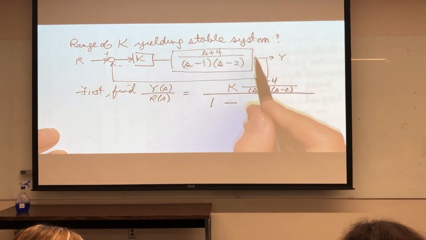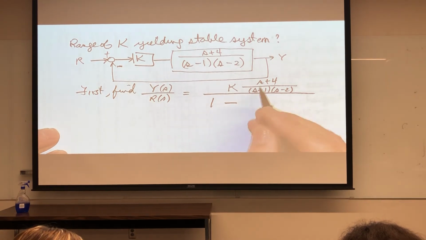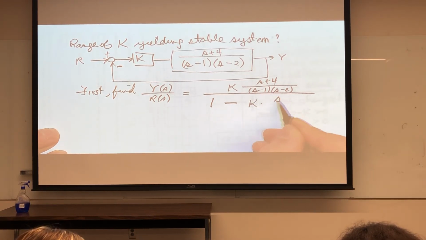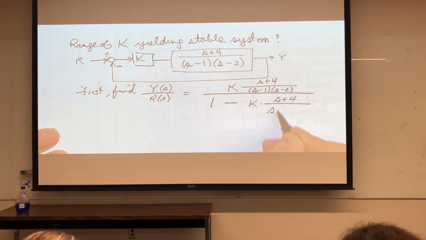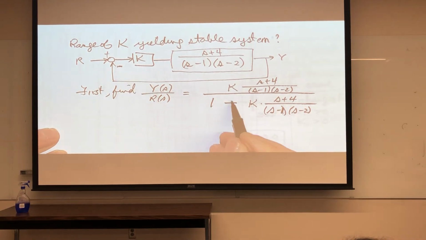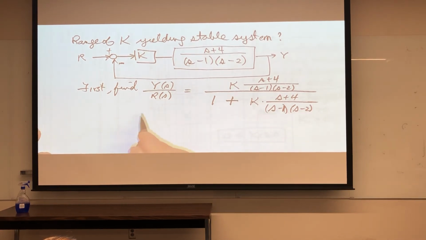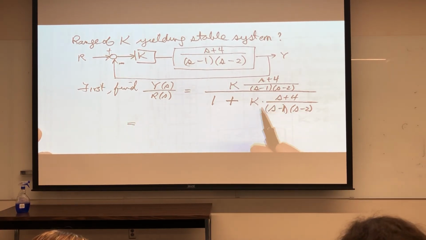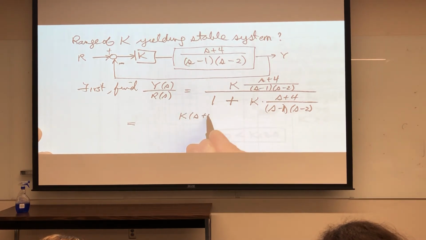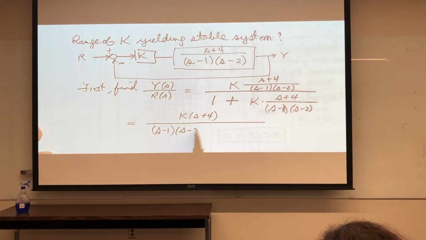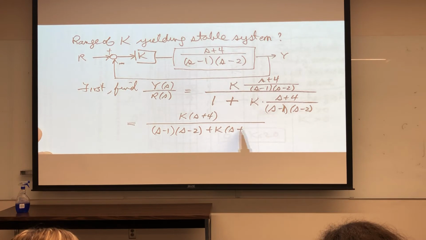The loop gain is the gain all the way around the loop. In this case, it's K times (s+4) over (s-1)(s-2), and there's a minus sign here, which turns this minus sign into a plus sign. Let's clean out the algebra a little bit. I get K(s+4) on the top, and on the bottom I get (s-1)(s-2) plus K(s+4). Now leave that up there a few seconds, let you figure out how I did the algebra.